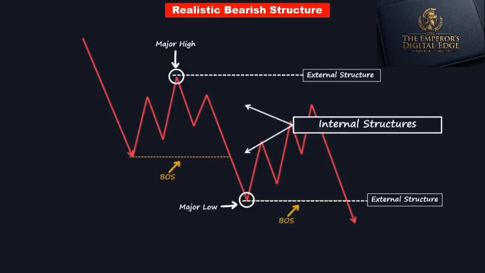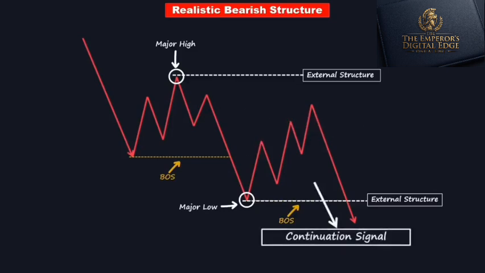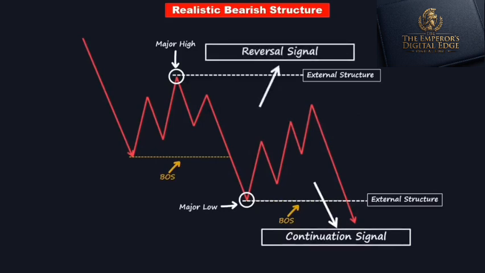These two structures, the major high and low, constitute our external structures, while everything formed between them is considered internal structures. If the price breaks the major lows to the downside, creating a break of structure, it signals a continuation trend like what we see here. However, if the price rises above the major high, we should consider it as a trend reversal signal. In simpler terms, the nature of internal price action within the external structures doesn't matter, as long as the price remains below the most recent major high, indicating a bearish market.